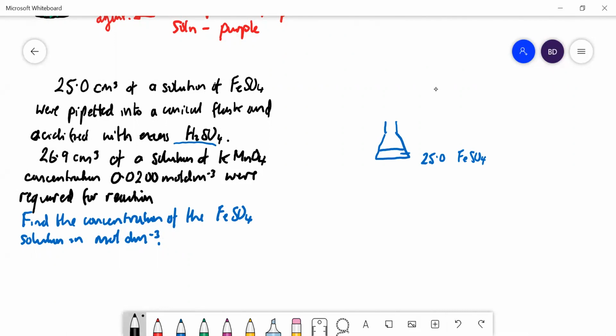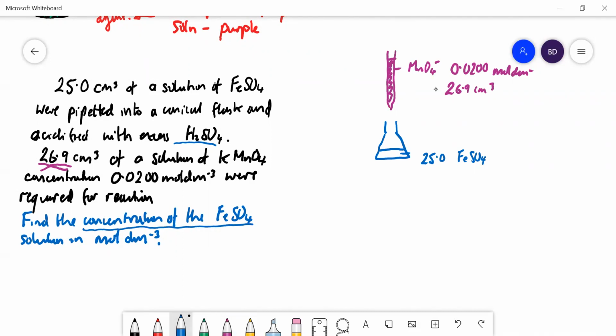And then you titrate into there 26.9 cm³ of manganate. So here's our burette with manganate in it, MnO4−. The concentration there, it says, is 0.02, very dilute. It was a very dilute solution, but it still looked almost black because it's such an intensely colored ion. And we require 26.9 cm³ of that. And we've got to find the concentration of the iron sulfate solution. Right, how are we going to do that?